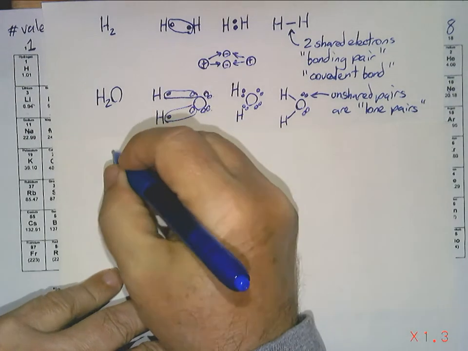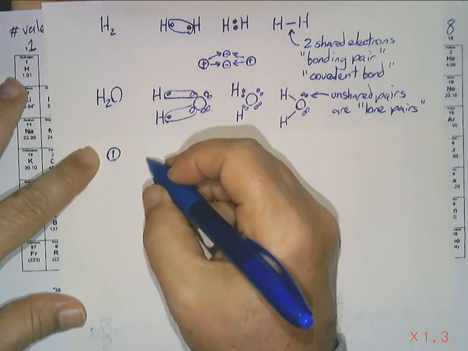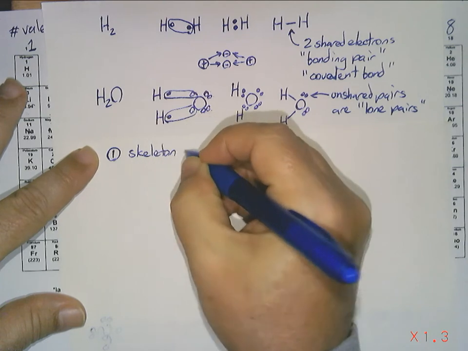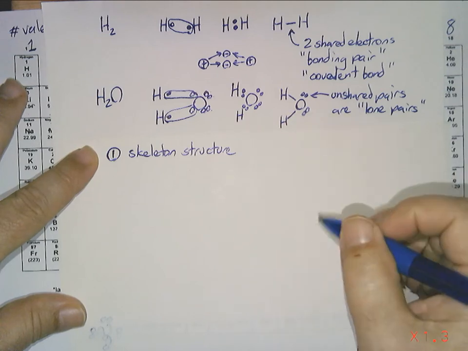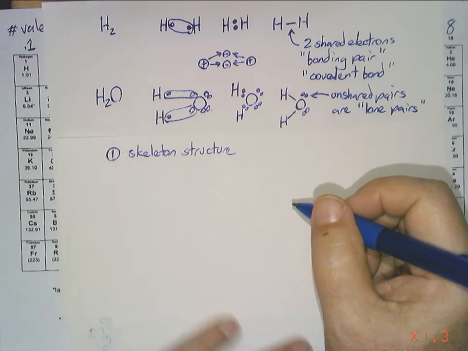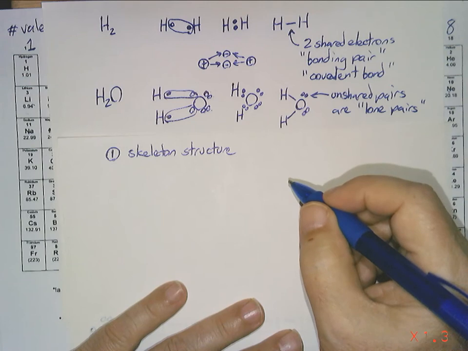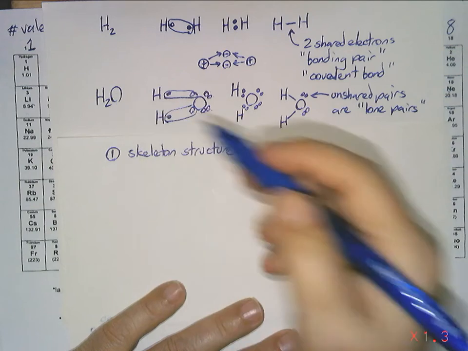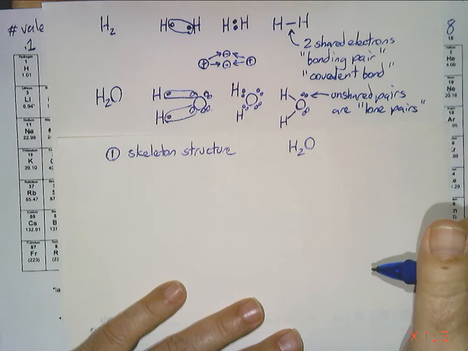The first step in the recipe for drawing Lewis structures is write a skeleton structure. A skeleton structure is kind of a roadmap. It shows you how the atoms are hooked together, and it doesn't show you in an exact way. It shows you one of the atoms will be in the center, and usually the other atoms are around the outside in a simple molecule. Now, I've got H2O here. How do I do a skeleton structure for it?